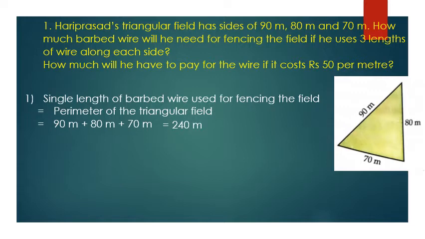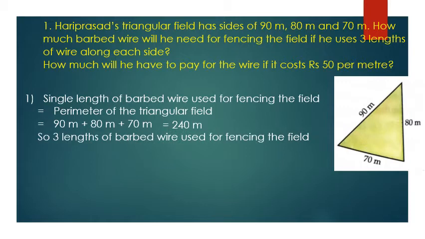But Hari Prasad uses 3 lengths of the barbed wire. So for this, how much barbed wire will he need? Let us see. So 3 lengths of barbed wire used for fencing the field is equal to 3 multiplied by 240 meter, which in turn is equal to 720 meter. So children, he will need 720 meter of barbed wire for fencing the field.